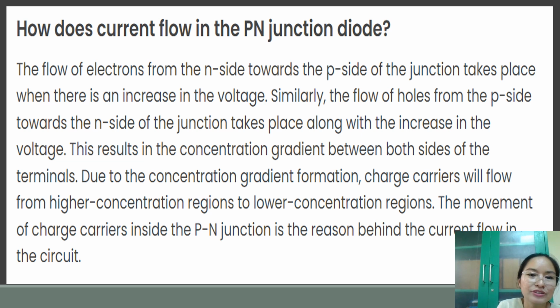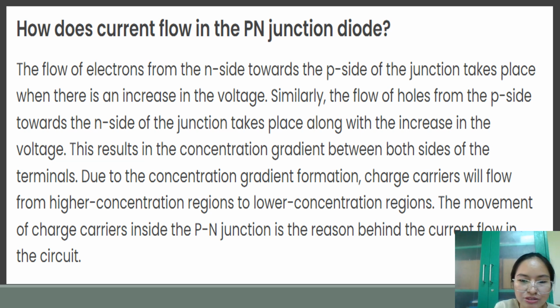So the flow of electrons from the n side towards the p side of the junction takes place when there is an increase in the voltage. Similarly, the flow of holes from the p side towards the n side of the junction takes place along with the increase in the voltage. This results in a concentration gradient between both sides of the terminals.